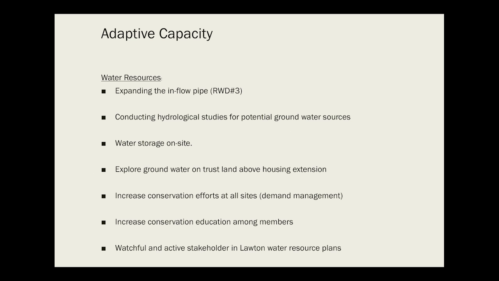In terms of the adaptive capacity of the tribe to manage its water resource system, the steering committee discussed a number of alternatives, including expanding the inflow pipe from the rural water district, conducting several hydrological studies for potential groundwater sources, storing water on site, exploring groundwater potential at the housing extension, increasing conservation at all sites, which would include demand management of water use, and increasing conservation education among its members, and remaining a watchful and active stakeholder, not just in Lawton resource management plans, but in all regional conversations.